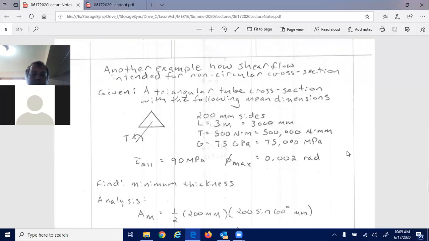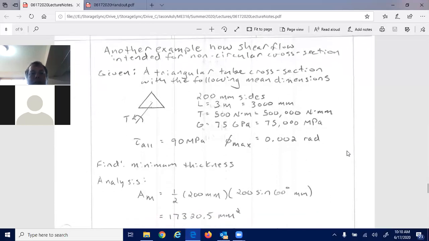In cases like this, where we have a triangular tube with the following mean dimensions, we have to use shear flow because the torsion formula would not apply here. But that last example then gave us confidence that our shear flow methodology gives us a nice approximate solution to the state of stress. And so for this particular problem, we have a triangular segment, a torque that's applied.